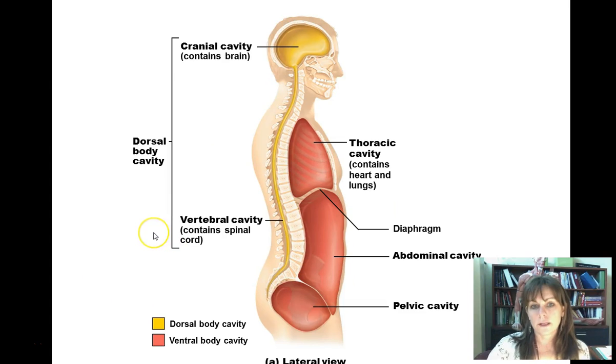Okay, so let's talk about some of the cavities again that we see. So we've already talked about the cranial cavity. It contains the brain. And then running continuous with that, but down in between a space of the vertebra is going to be the vertebral cavity. And you can see that's going to contain the spinal cord. If we combine the cranial cavity and vertebral cavity together, they form the larger dorsal body cavity.